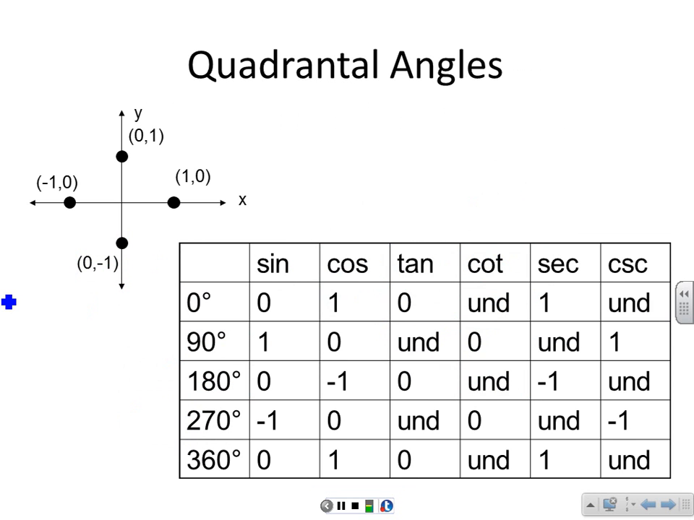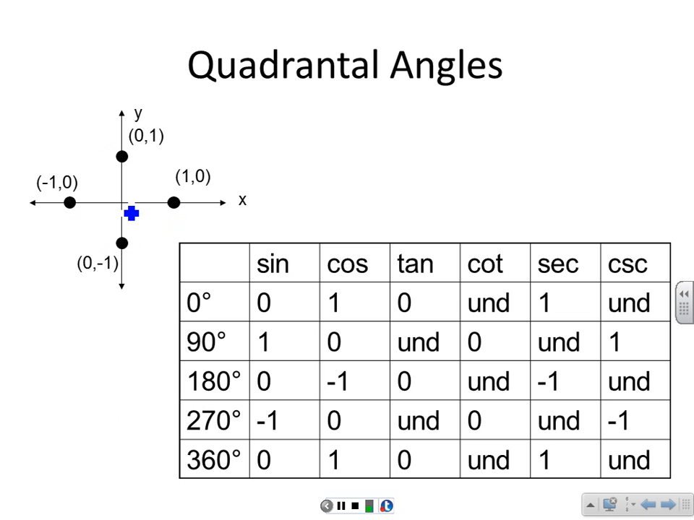Okay, quadrantal angles. We talked a little bit about quadrantal angles in the previous section. We actually mentioned them briefly. Remember, if you have an ordered pair that's actually on an axis, this is called a quadrantal angle. And this is called our unit circle, the reason being that it's one unit from the origin. So this is going to be our unit circle.